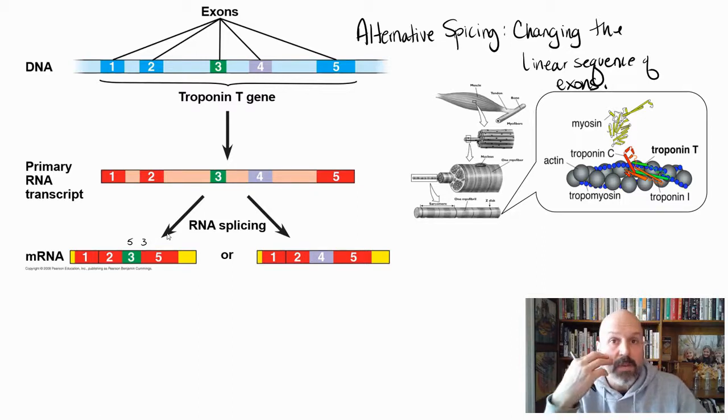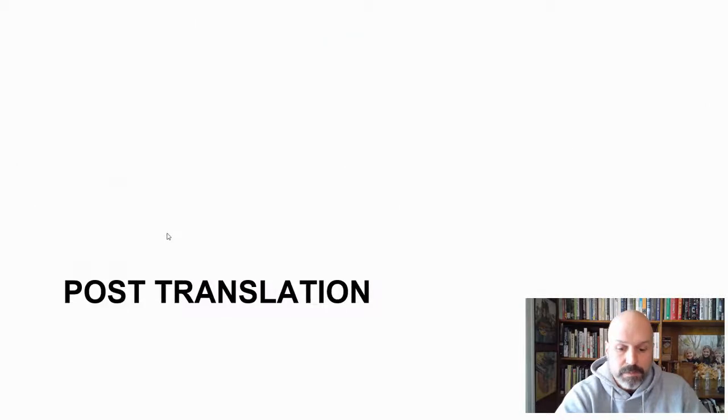Okay, so that was post-transcription. Poly A tail, 5 cap. The 5 cap has to be there. That shouldn't count. So the poly A tail and alternative splicing.